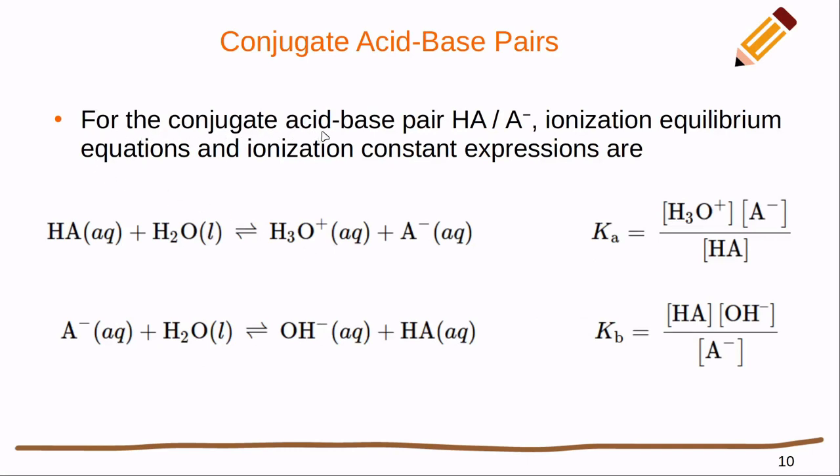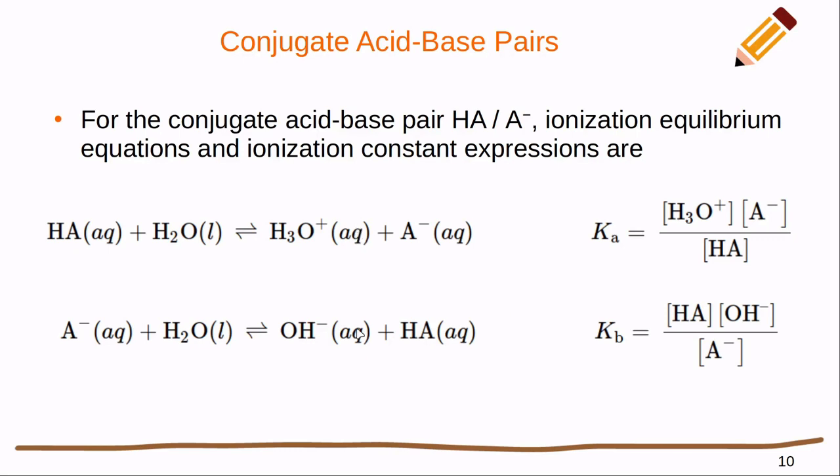For the conjugate acid-base pair HA and A minus, the ionization equilibrium equations and ionization constant expressions are as follows. We're setting up a system where we have a model acid, and then we're taking its conjugate base and looking at the ionization that it has with water. I can write the Ka for this one and the Kb for this one.